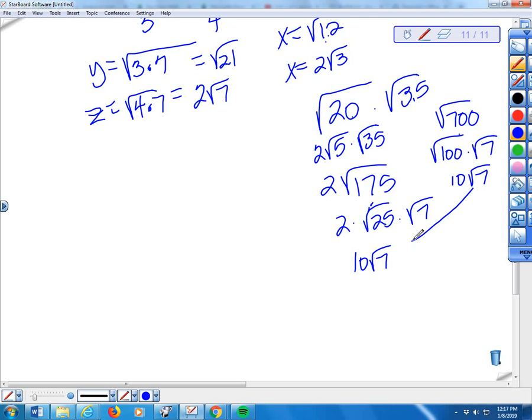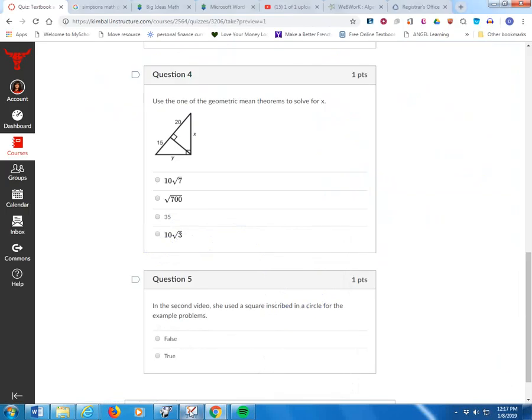Okay, so the square root of 700 was an answer, but it's not the right one because 10 square roots of 7 is simplified. If you were to take 10 square roots of 7 and the square root of 700 in your calculator, you get the exact same answer. But you must simplify it to 10 square roots of 7.